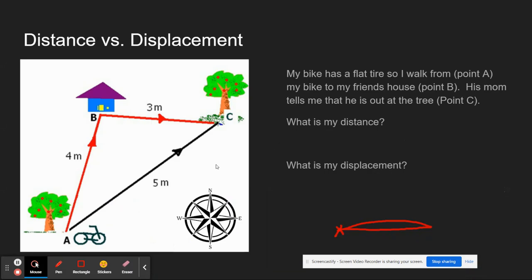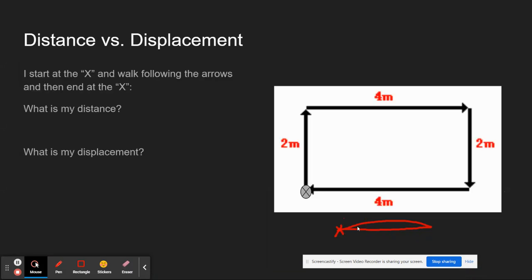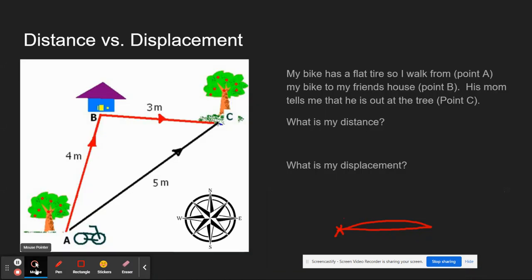All right, get that out of there. I don't know how to clear it. Get out of there. There we go. All right, so it says my bike has a flat tire, so I walk to my friend's house, point B. Mom tells me he's out of the tree. What is my distance I walked?